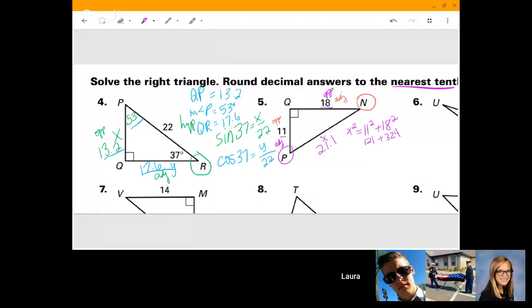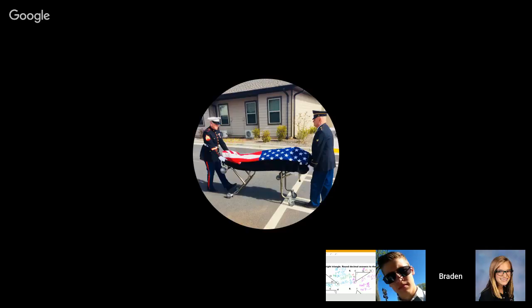Tangent. Tangent, yep. So tangent P is going to use that opposite over adjacent. And for this angle P, we don't know it, so I'm going to put that little -1 thing because that means we're looking for the angle. What are our numbers for opposite and adjacent in this triangle for P? Tangent P equals 18 over 21.1.